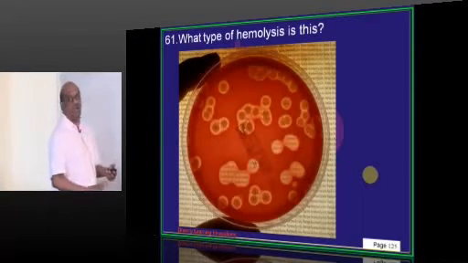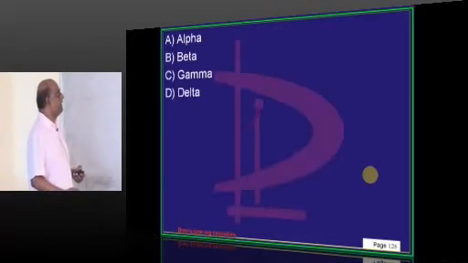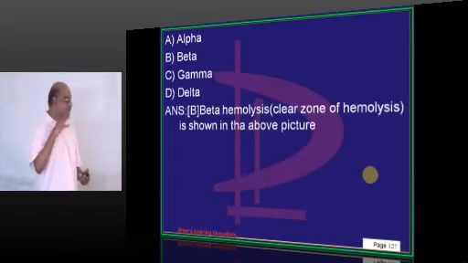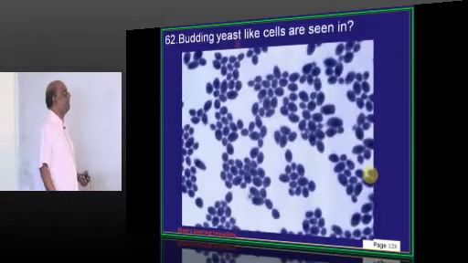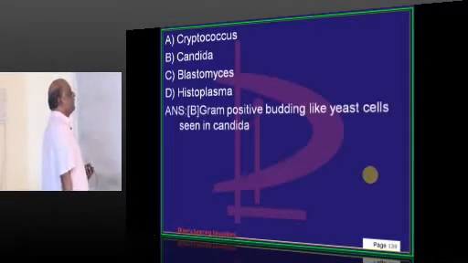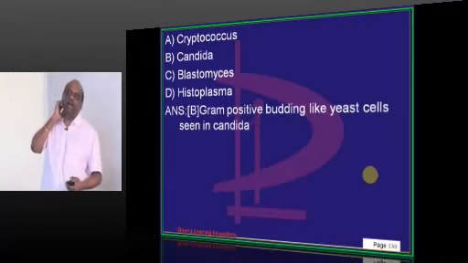What is the type of hemolysis here? Is it partial or is it full? What kind of hemolysis is it? It is beta hemolysis, with a clear zone of hemolysis being shown. So where do you see these budding yeast cells? They are the gram-positive budding yeast cells which are seen in the case of Candida, is what you need to appreciate.